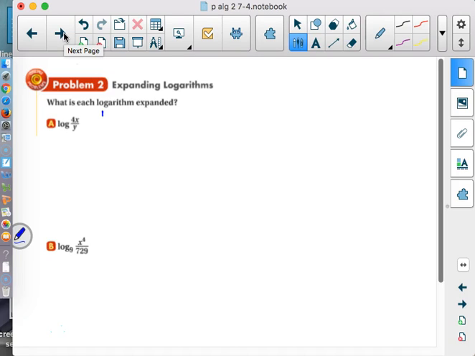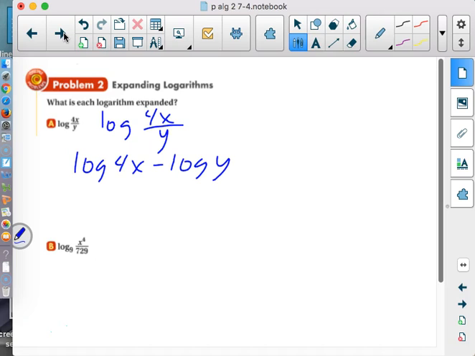Gosh, that's tiny. That's a little better. Big picture of this problem is there's a fraction bar, and fractions are division. So the first thing I would ask myself is, what's division in logarithm language? That is subtraction. So I need logarithm of 4x minus logarithm of y. Notice how I had to add another logarithm in there. You always stick with the same logarithm all the way through.